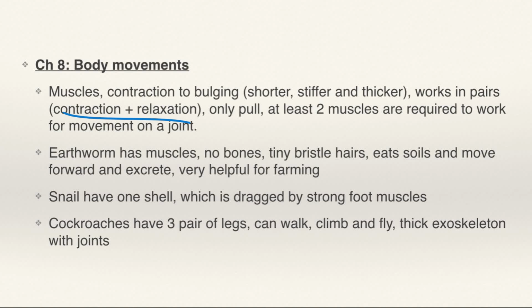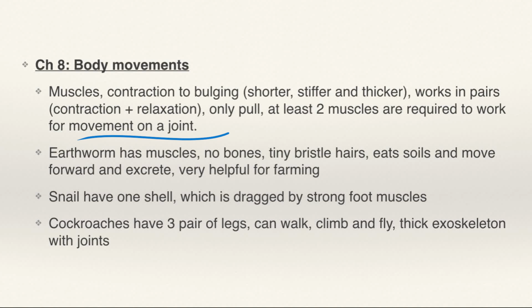For example, if you flex your hand and bring your arm and forearm closer, it means the biceps is contracting and the triceps is relaxing. When you do the opposite movement, it is vice versa. Muscles can only pull, they cannot push. And as I have already spoken, at least two muscles are required to work for movement on a joint.